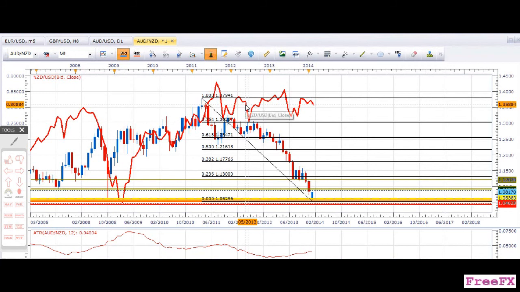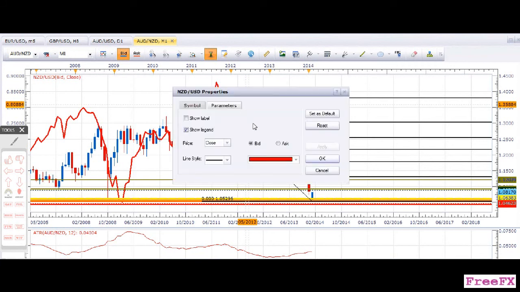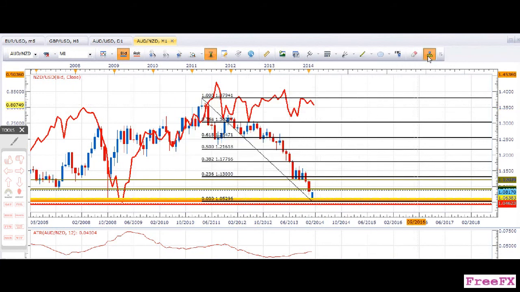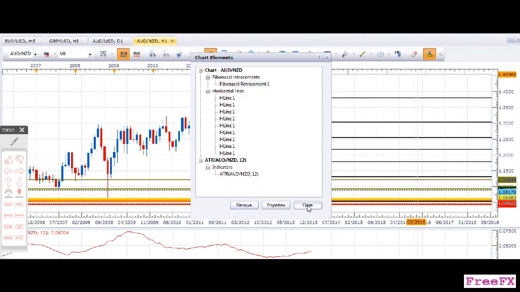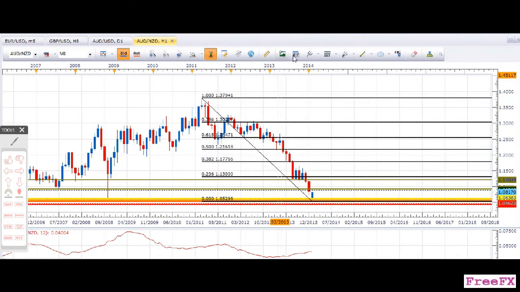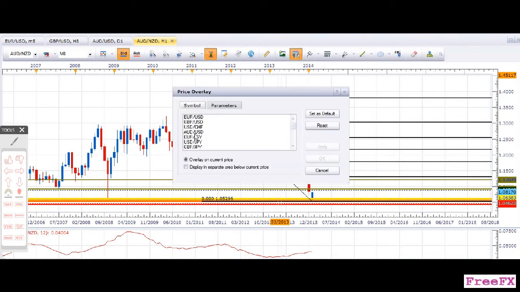So I'm going to take it off by taking it off here. Price overlays, remove, and close. Let's take a different pair and see how this is pairing up with the current chart. So we take a Kiwi Yen, for example. Kiwi Yen here, and okay. Loading.